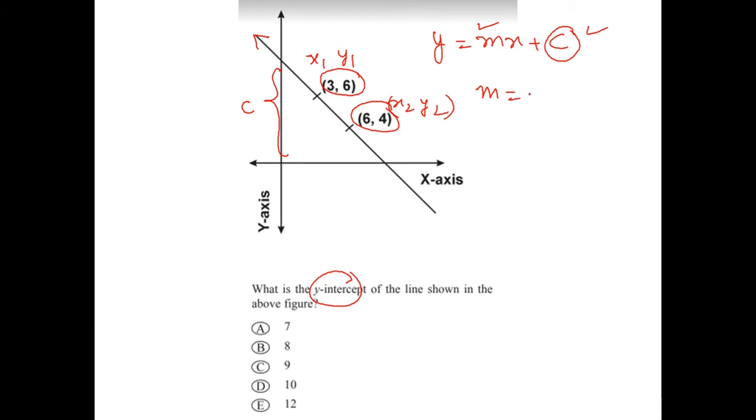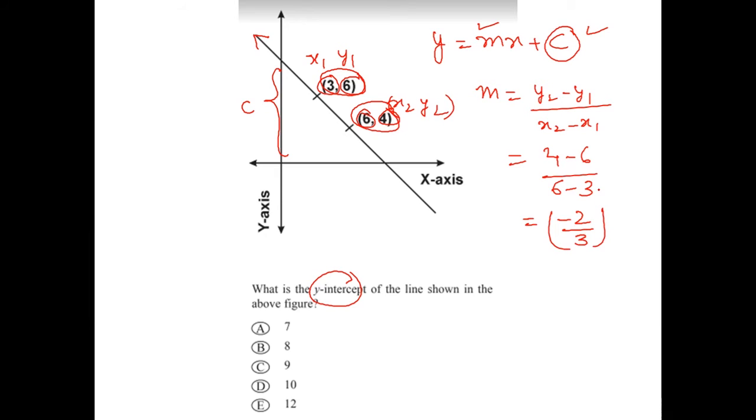m would be equal to y2 minus y1 upon x2 minus x1, which would be equal to 4 minus 6 upon 6 minus 3, which is minus 2 by 3. So slope m we already know. Now the equation would be y is equal to minus 2 by 3 x plus c.